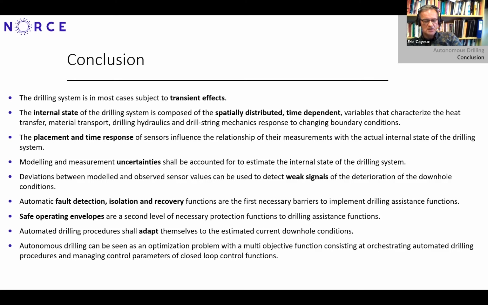Then we can utilize this information to propagate uncertainty, and this uncertainty is useful to estimate the weak signals to detect what is a deterioration of the downhole conditions. These weak signals are important to control what can be done in terms of detecting or to provide solutions or proactive actions for avoiding what's called non-productive time.